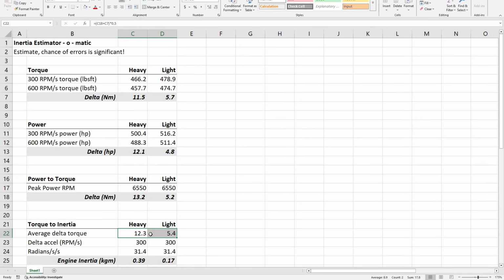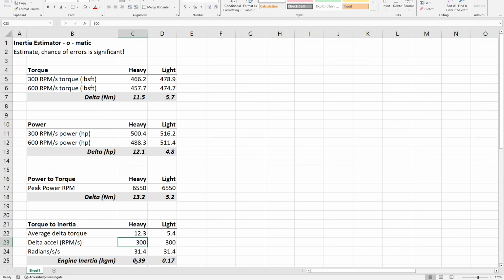So we have a torque that is lost purely from that 300 RPM per second acceleration difference that we had. Then we convert this 300 RPM per second to the proper unit, radians per second squared, so it's rotational acceleration. You get 31.4 radians per second squared. And then the equation is really simple.